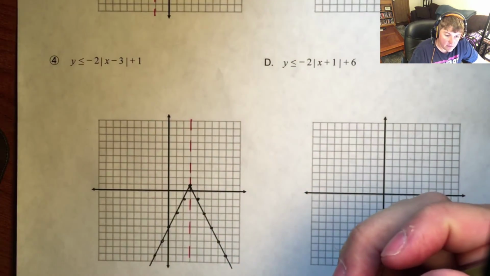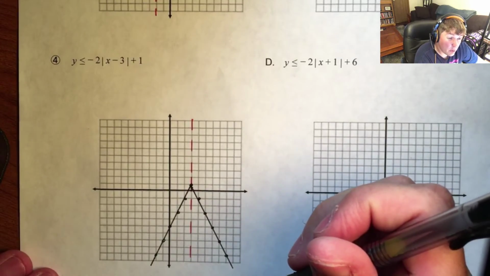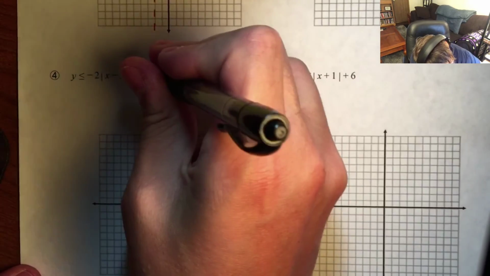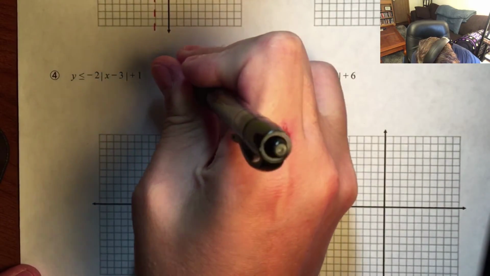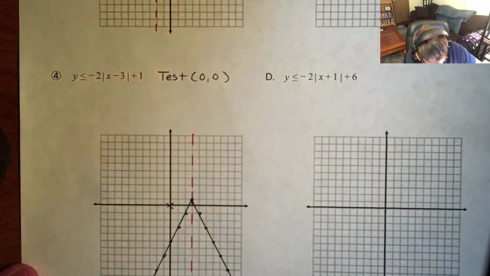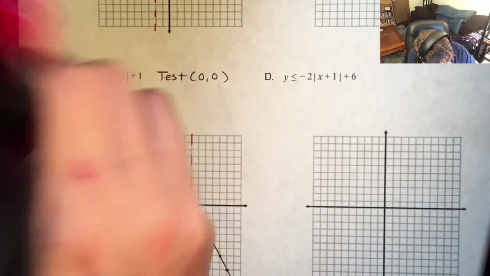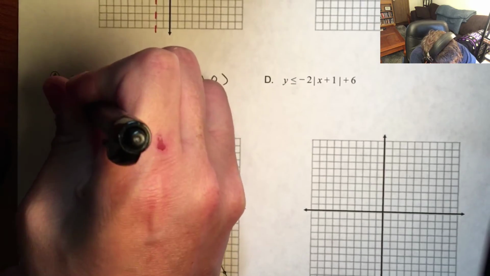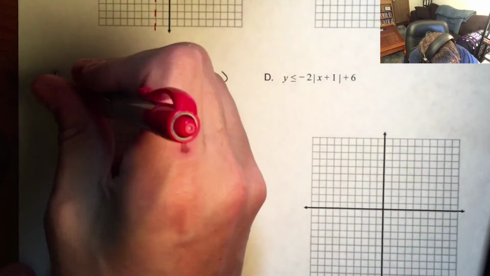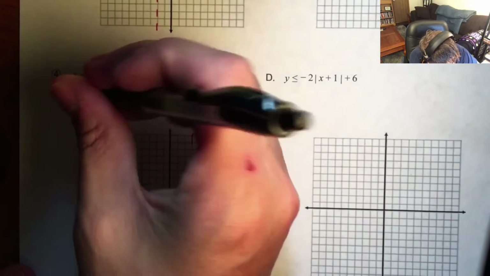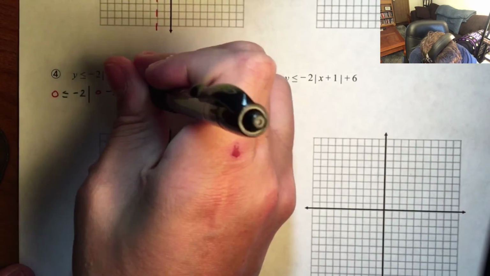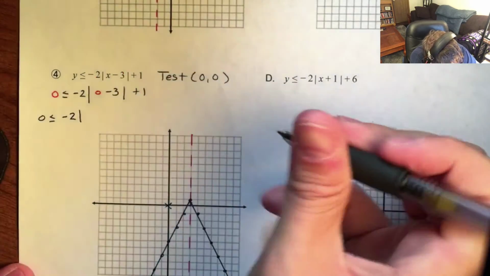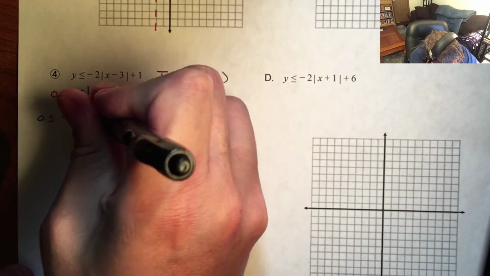Okay, and then lastly, I need to figure out where to shade. So I'm going to test 0, 0. That means that 0 is going to be less than or equal to -2 times the absolute value of 0 minus 3 plus 1. Okay, so 0 is less than or equal to -2 times the absolute value of -3 plus 1.